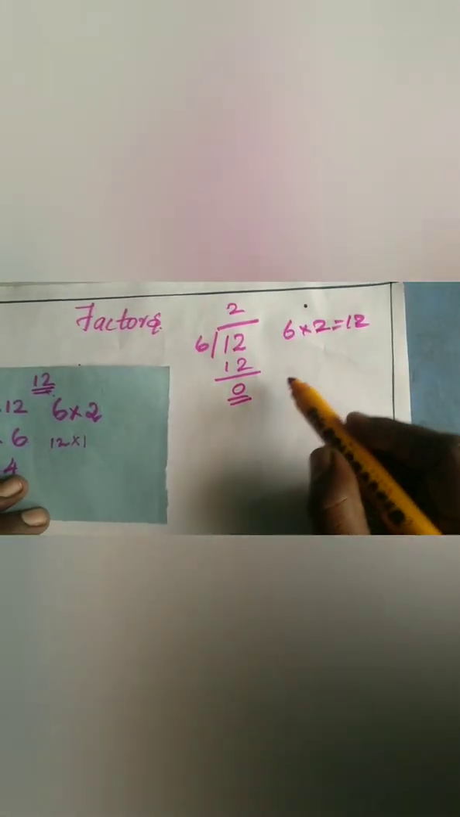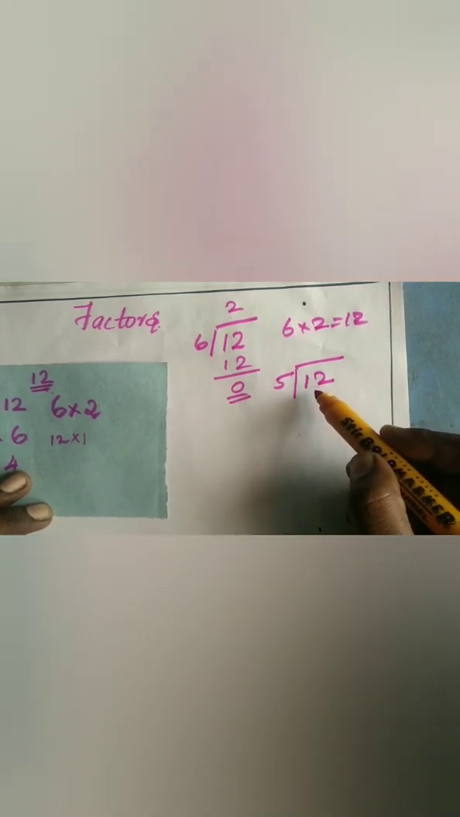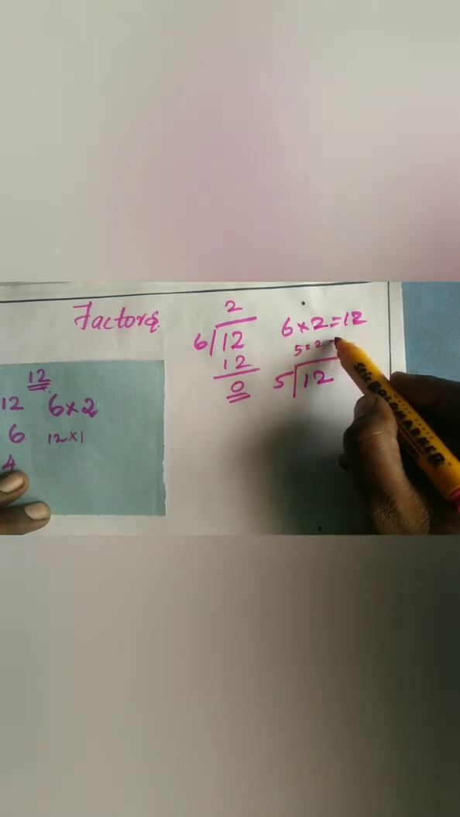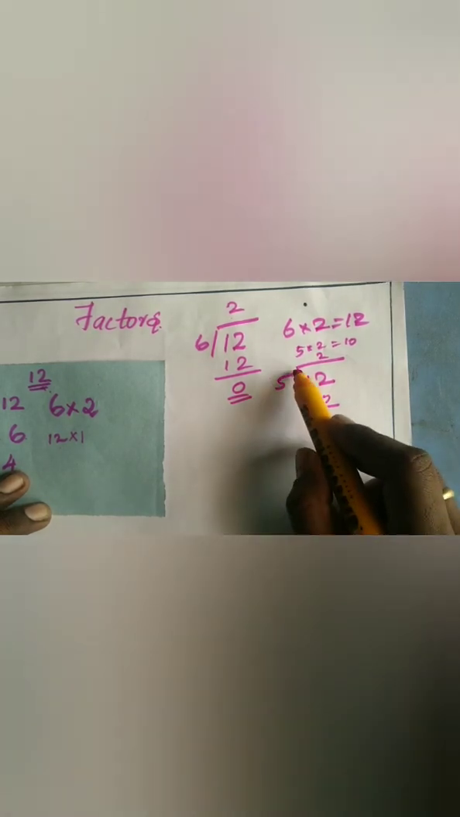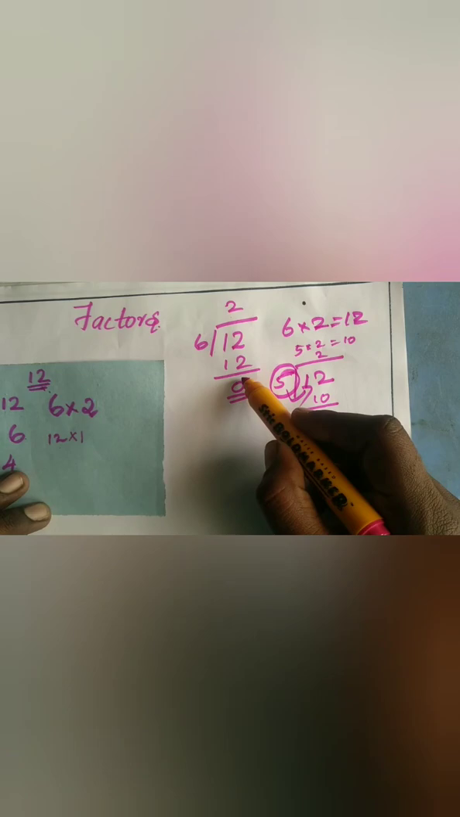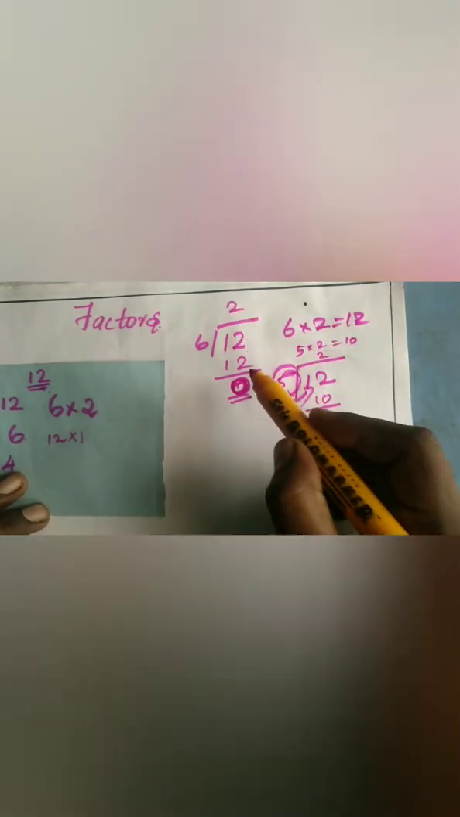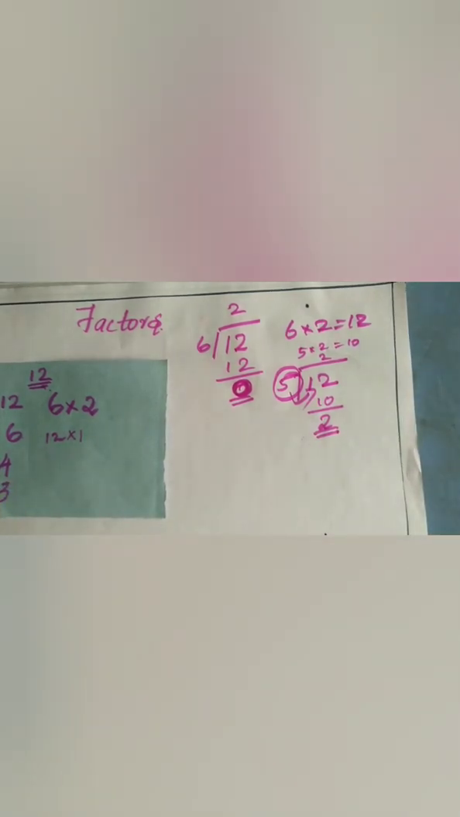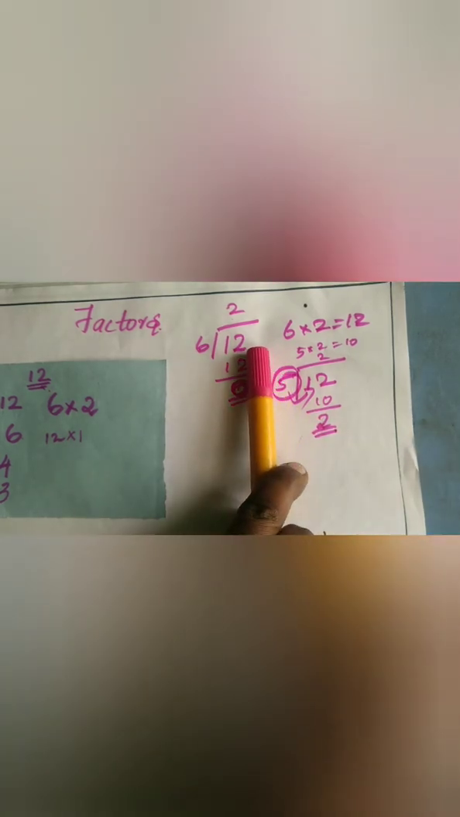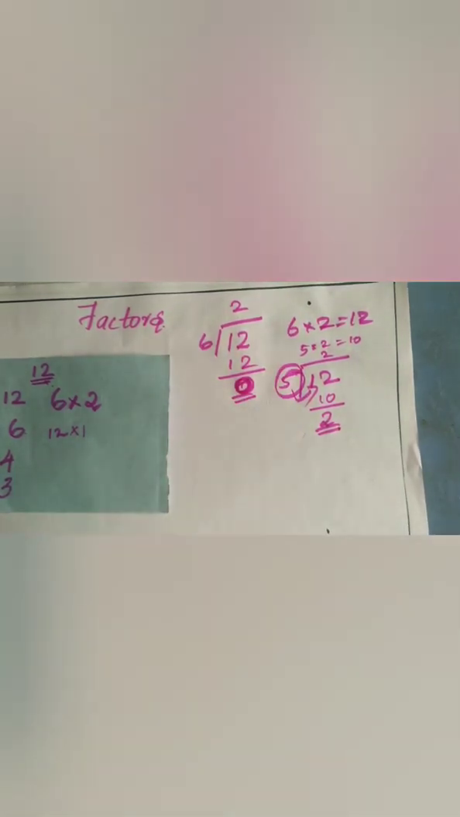At the same time, I am using 5. 12 divided by 5: we know 5 2s are 10. It leaves the remainder 2. So we can't say it is a factor of 12. If it leaves the remainder 0, we can say it is a factor of 12. If it leaves some remainder, we can't say it is a factor. Okay guys, are we clear? Whenever you are doing division, if it leaves the remainder 0, we can say it is a factor. Are you clear, guys?